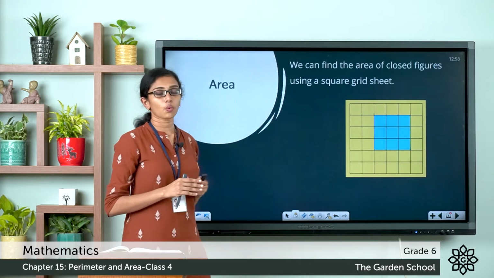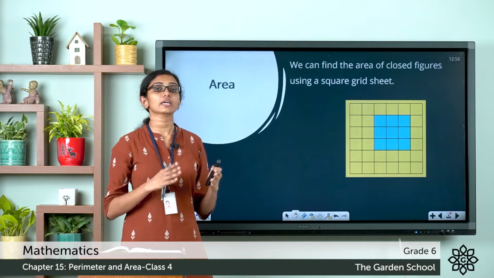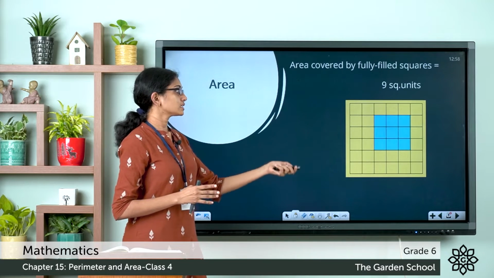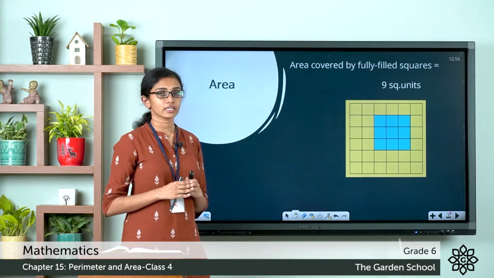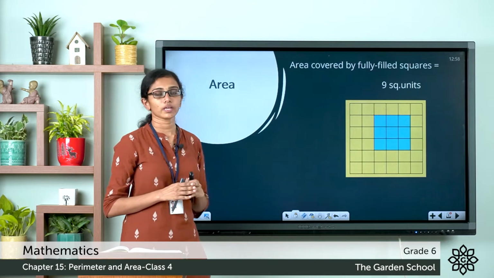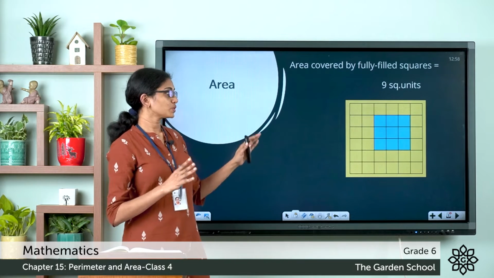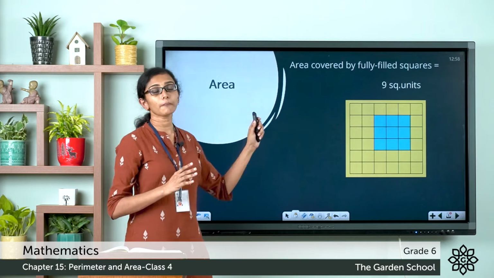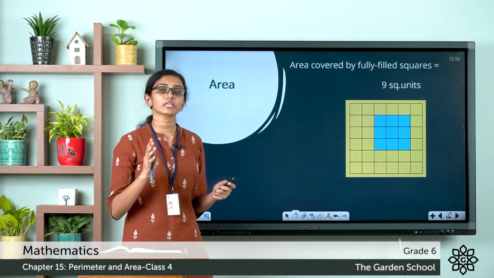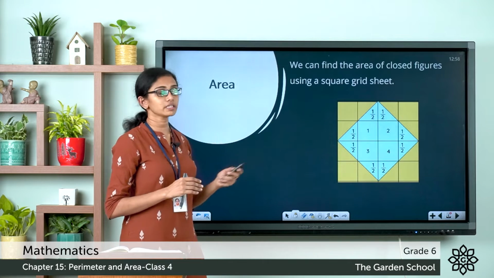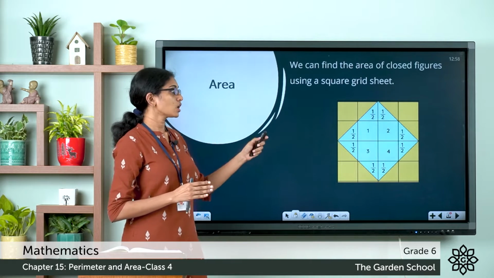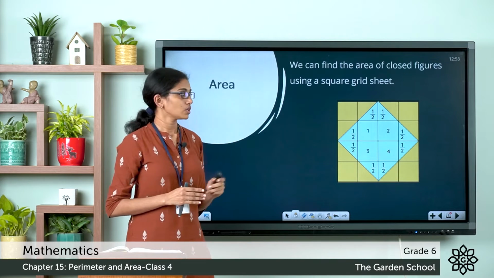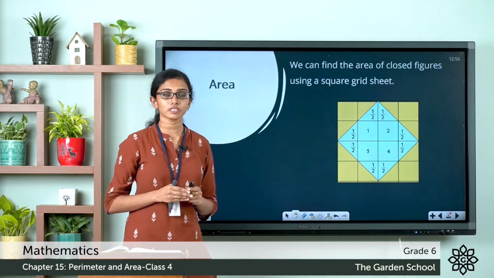So, with the help of a square grid, we can find out the area enclosed by closed figures. So, in this case, the area enclosed by this square here is equal to 9 square units. So, here we just counted the number of squares which are covered in full by this given square. What if the given figure is a different shape like this one? Here in this case, not all the squares are covered fully by the given figure. So here you can see a rhombus.